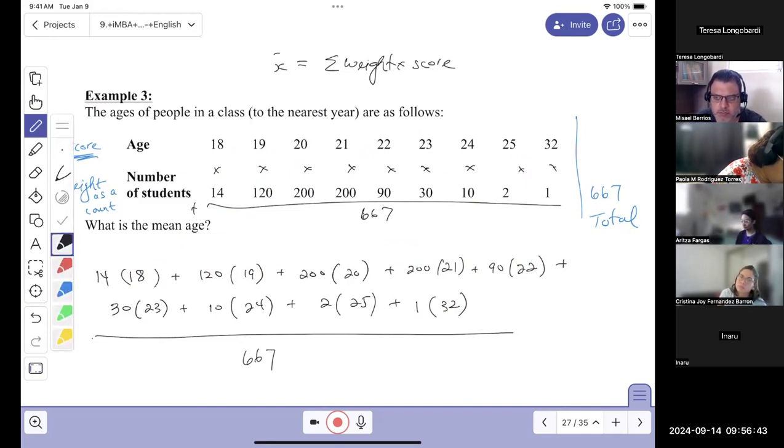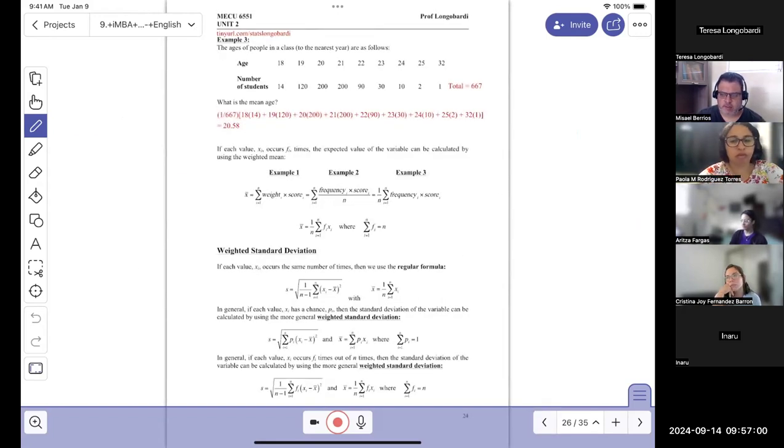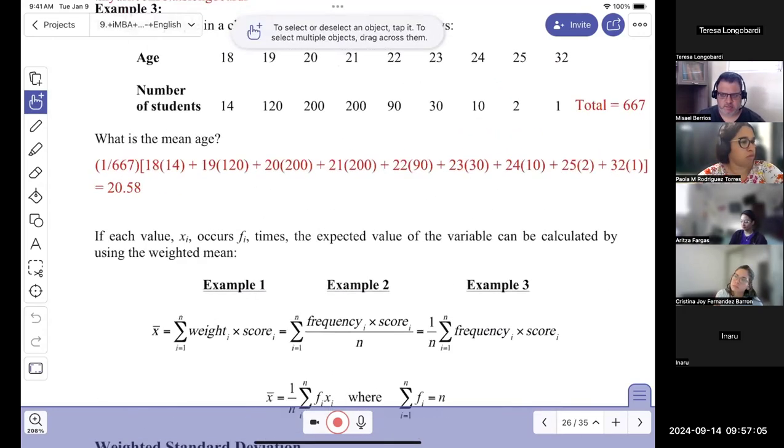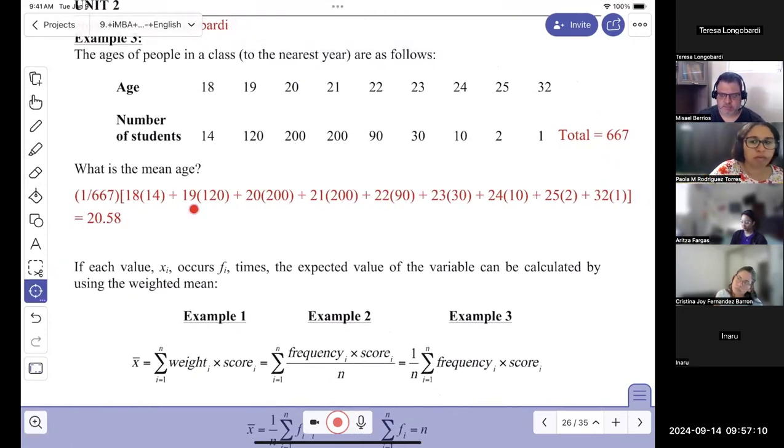And what do you get when you do that? 21. Is there a decimal there? This is 20.5757. I have it here as, so I wrote it as this, and then 1 divided by 667, 20.58. So it's like 21, yeah, if you round it.